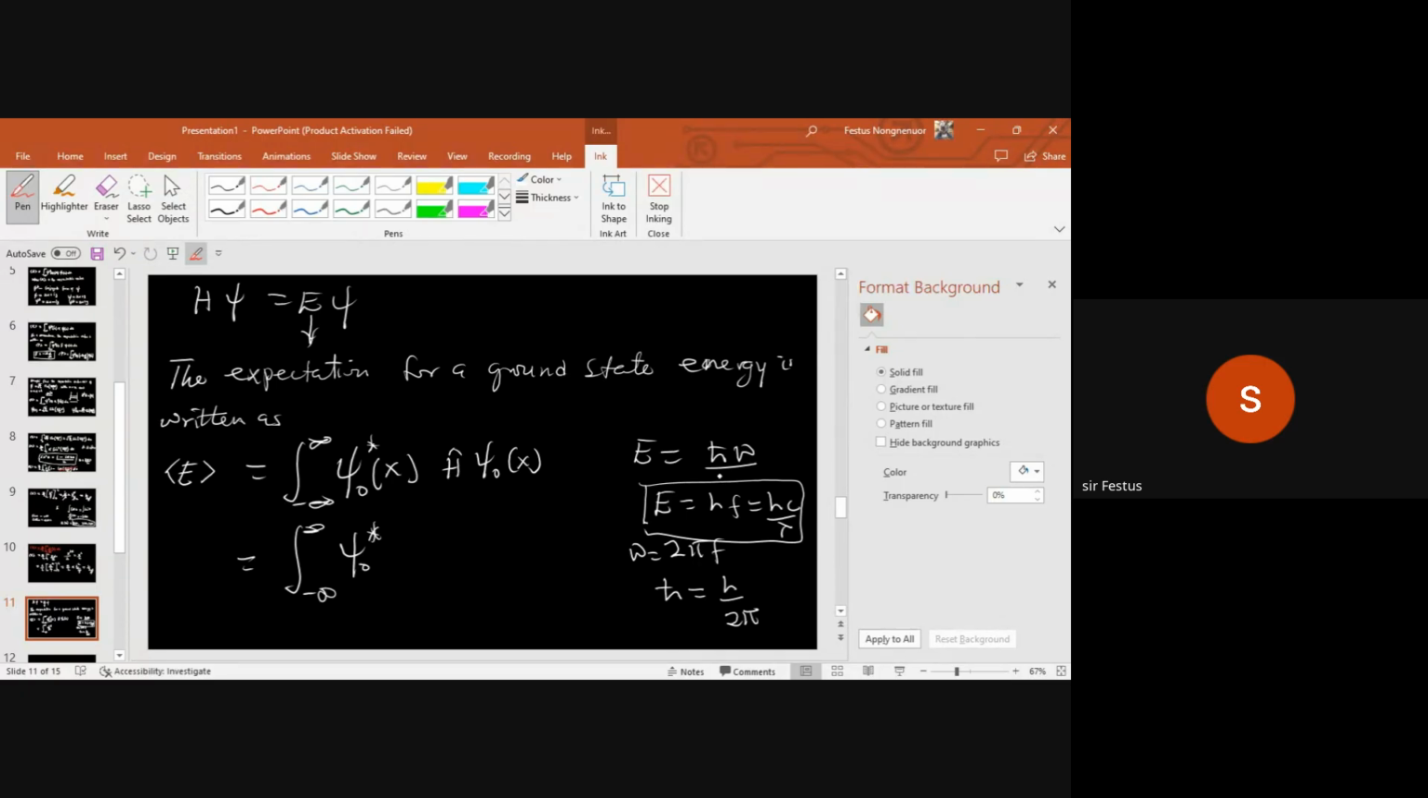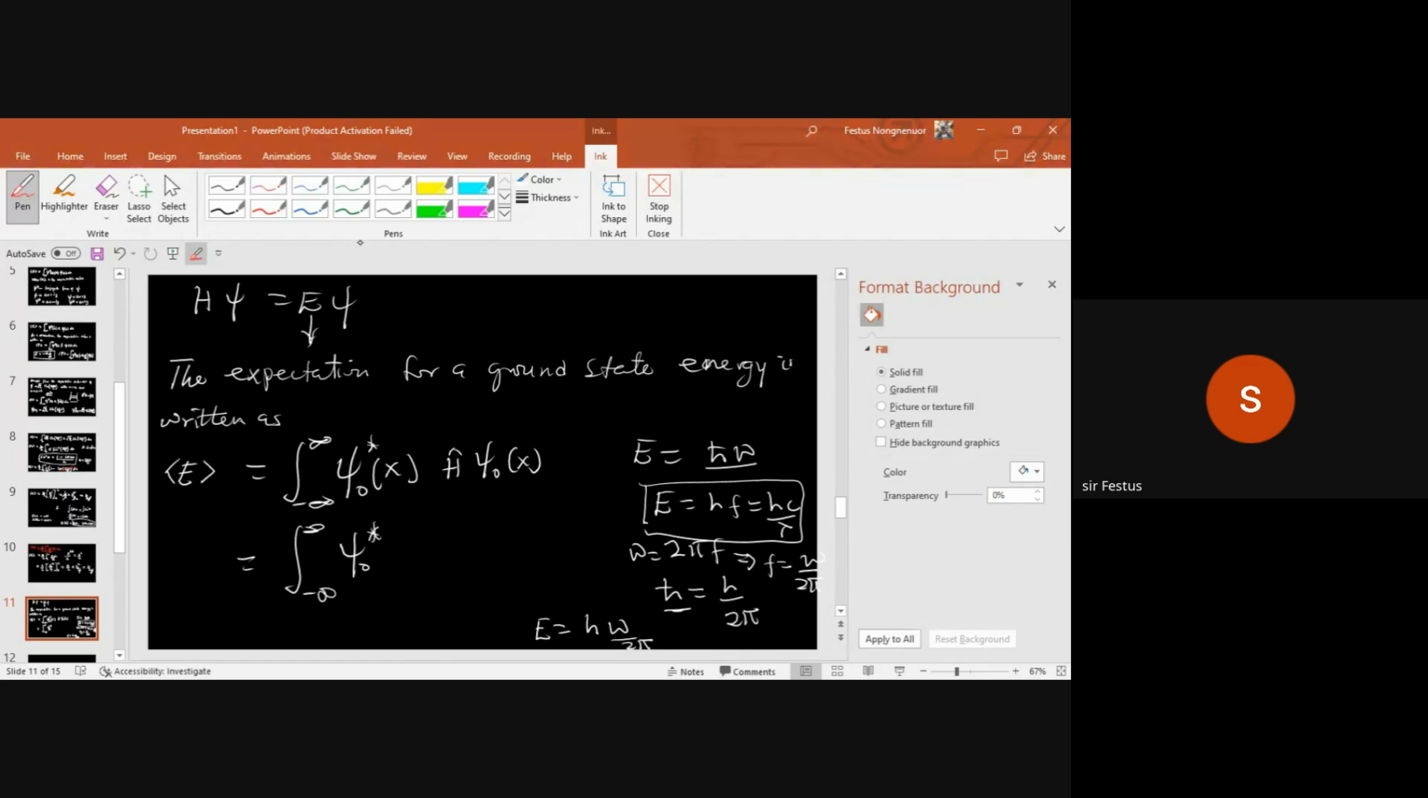So if I replace my f, I have to make f the subject here. So my f will be equal to omega over 2 pi. Instead of f, I'll put omega on 2 pi. So my E will now be h times omega over 2 pi. But h over 2 pi is what? H bar. So that is how you have this as the energy of a photon, which can also be written as that.